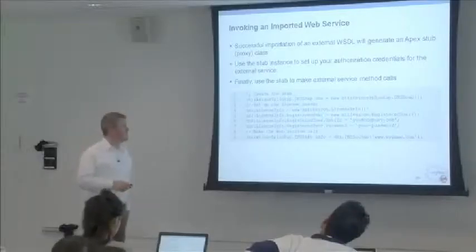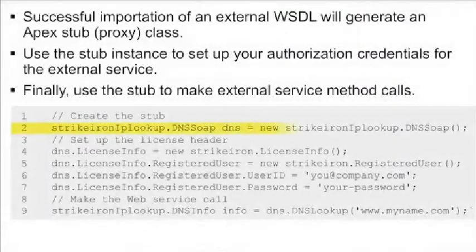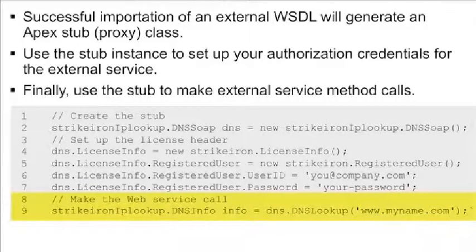So what it does is it would have generated this StrikeIron IP lookup class. Contained within it is this inner class called DNS SOAP. And so we're going to instantiate this and then set up some properties with respect to user IDs and passwords. And then ultimately this call to this DNS lookup method, this is going to be the part where we actually perform that callout to the external system.